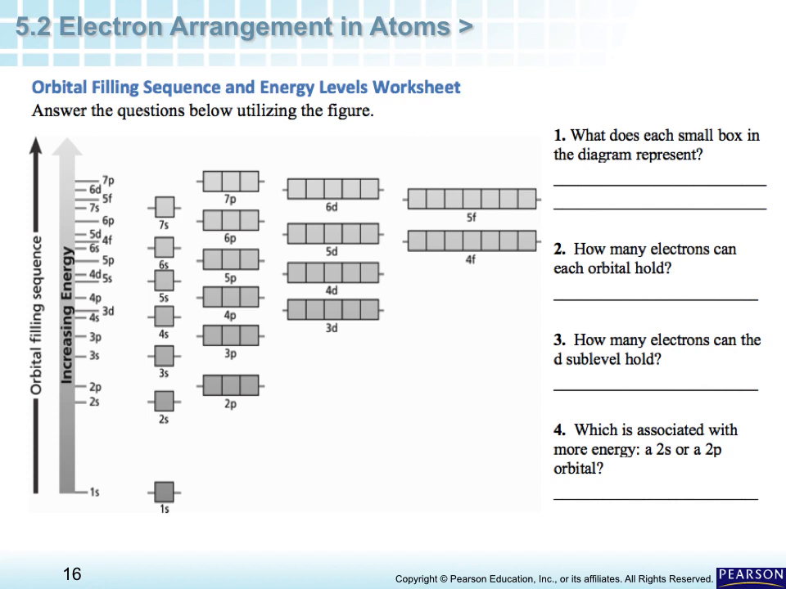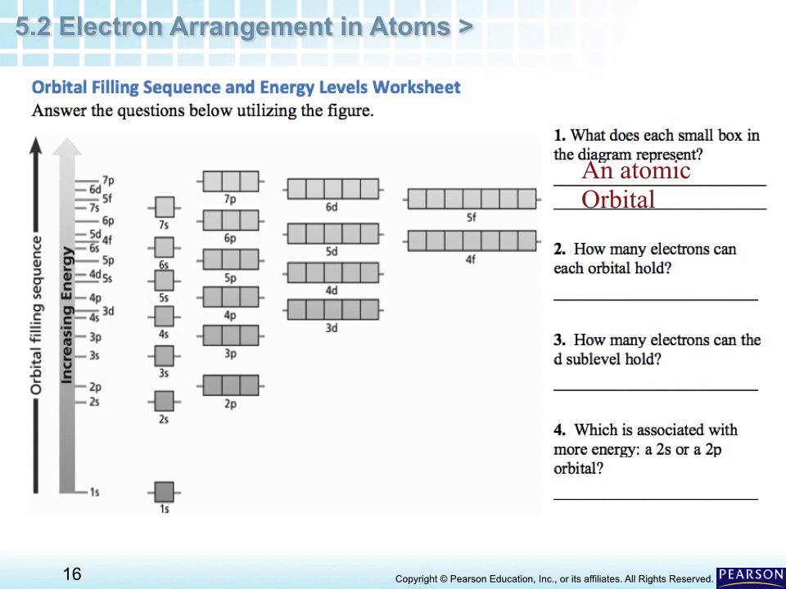3 times 2 is 6. 5 times 2 is 10. And 7 times 2 is 14. So if you put 2 electrons in each box, you're now fulfilling this Aufbau orbital setup. So what does each box diagram represent? It represents an atomic orbital, which is an area where you can find electrons according to the quantum mechanical model.